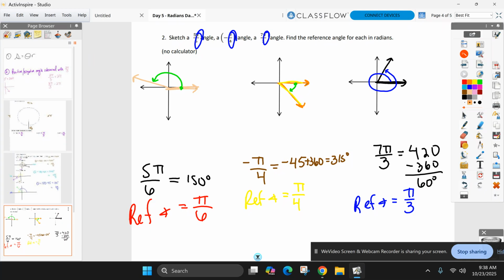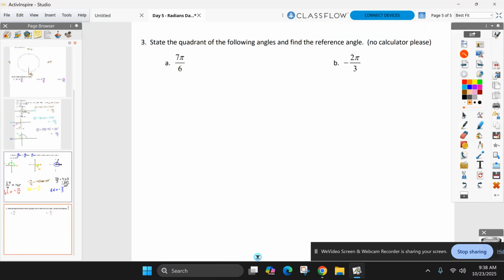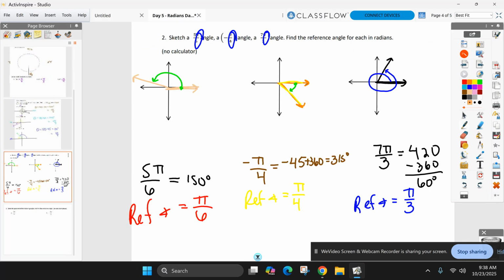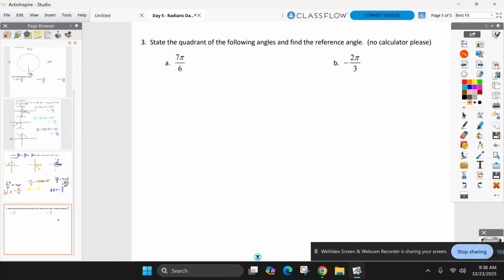It's not bad. Well, I got one more here, the finisher. See how far you come. No graphing unless you need to. Tell me what quadrant we're in and find the reference angle. Didn't we just do 7 pi over 6? No, we did 7 pi over 3. All right, 7 pi over 6. Pi over 6 without looking back.